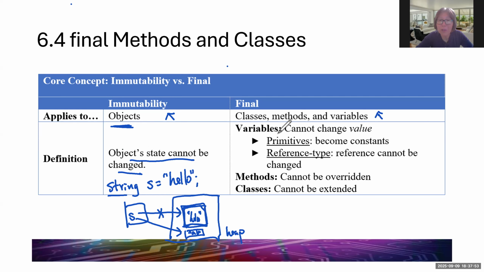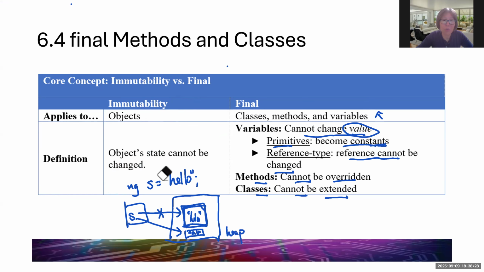And for final, for a variable, it means you cannot change the value. But in Java, value has two different categories. For primitives, it's basically just constants, but for reference types, the reference cannot be changed. For a method, it cannot be overridden, and for a class, it cannot be extended. That's the difference between these two definitions.